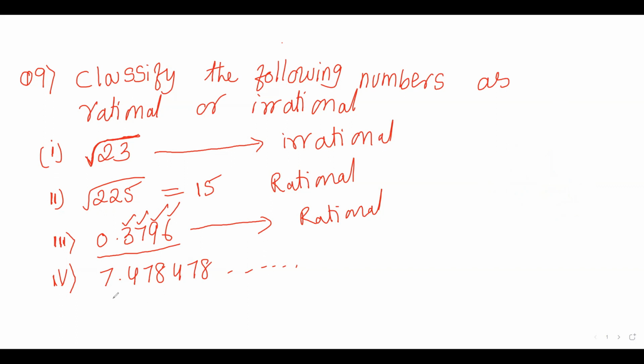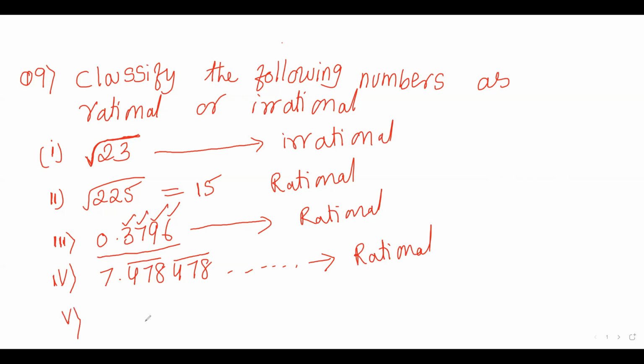If you see this particular bit, what is repeating? 478, 478 is repeating. So non-terminating repeating decimals are rational. We can convert these into P by Q form. So they are rational.